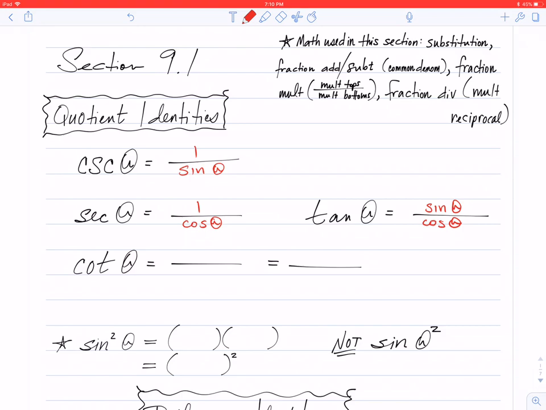The cotangent of theta we know is going to be 1 divided by tangent. But then we also know, because of what tangent was, if tangent and cotangent are reciprocals of each other, and if tangent is equal to sine over cosine, then we know that cotangent is going to be the reciprocal of that: cosine over sine.